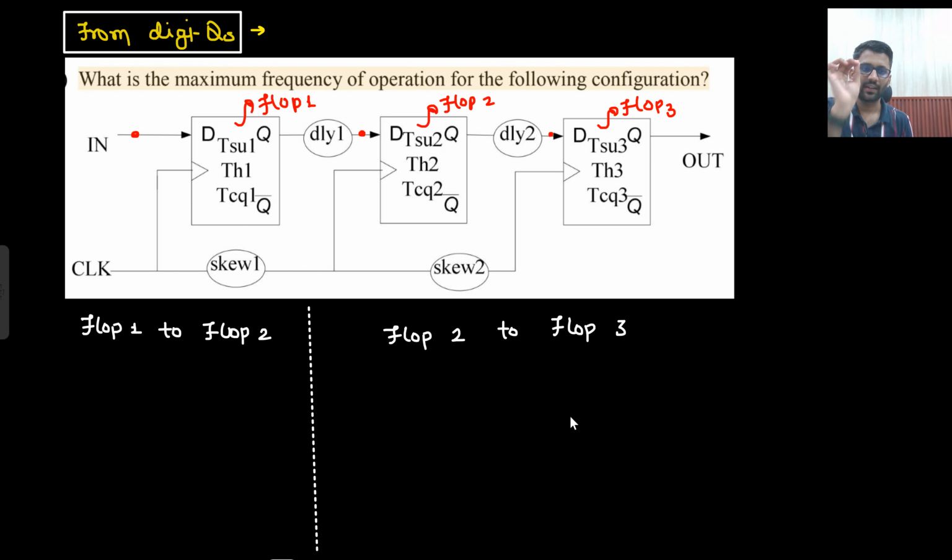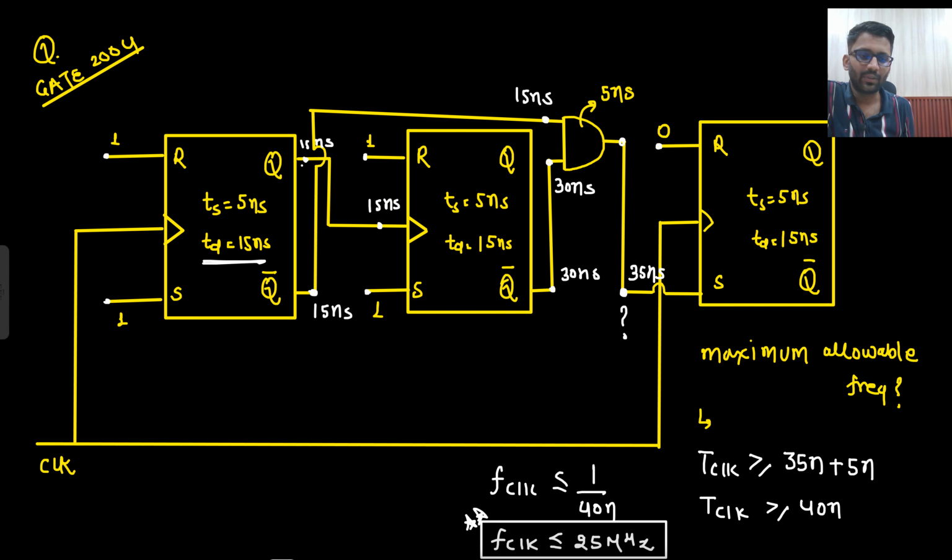I know one thing, a very simple trick. If I am going from flop 1 to flop 2, that means I will consider my input of flop 1 to be stable. So yeah, it is already stable. Okay, no need to worry about that. Or I will consider it to be stable. In this example, I considered it to be stable only.